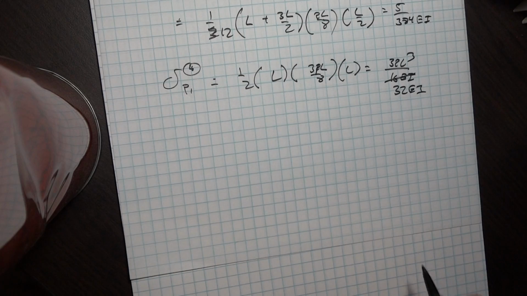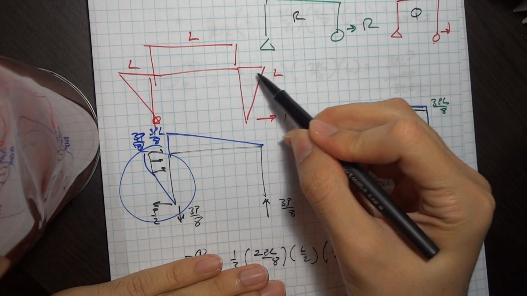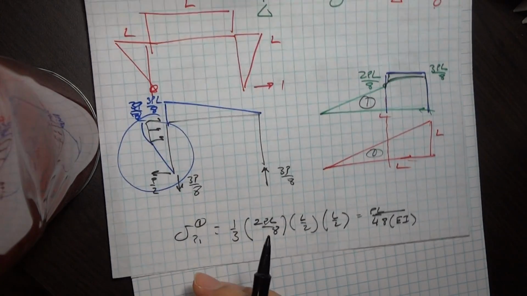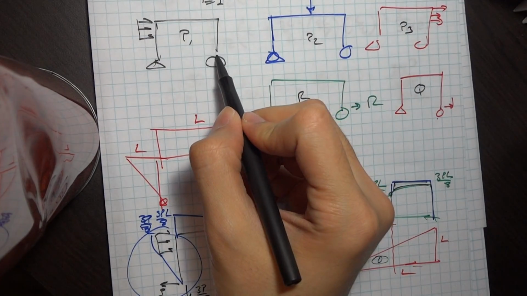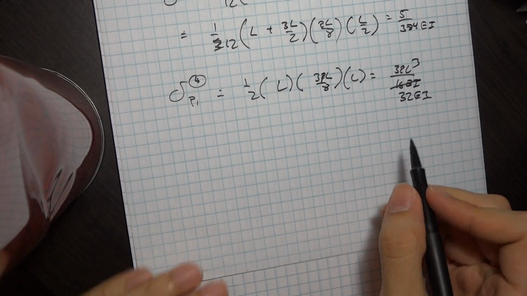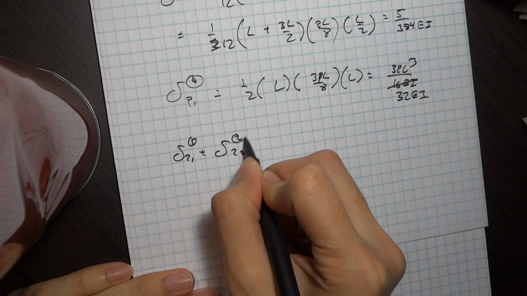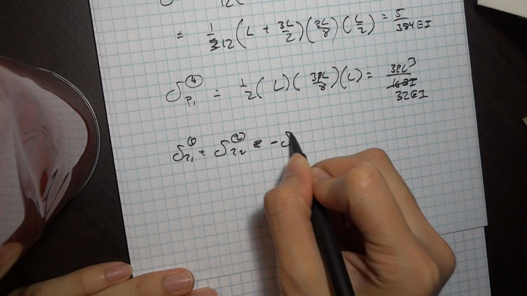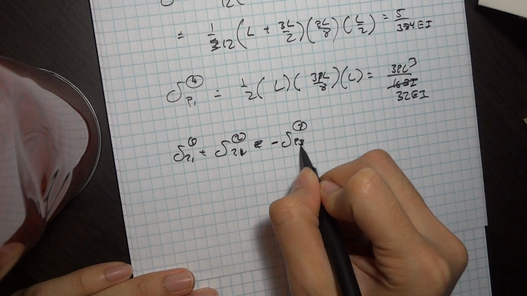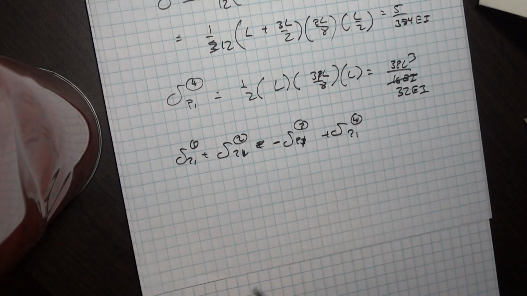Okay, and finally, this is 0 times this triangle, so I don't need to include the last arm. So the deflection at this point, due to this load, is going to be equal to delta P1 of 1 plus delta P2 of 2 minus delta P3, P1 of 2, P1 of 3, plus delta P1 4.